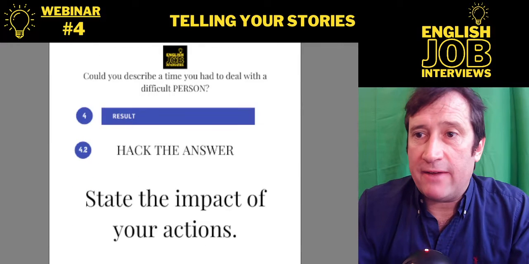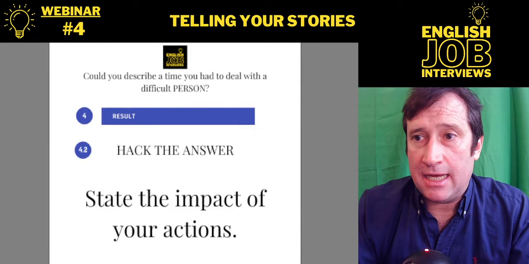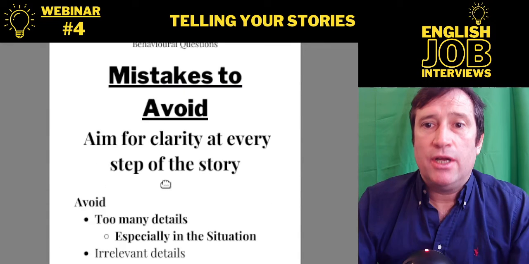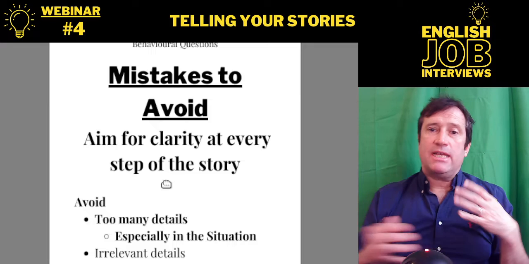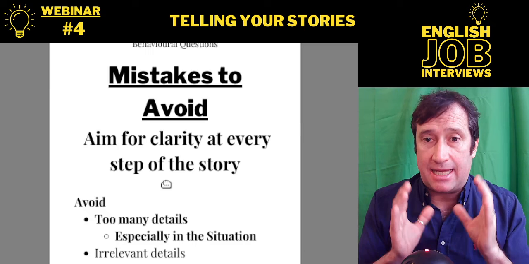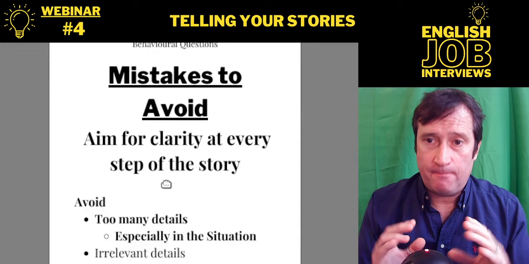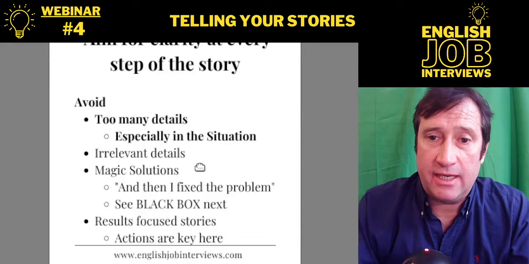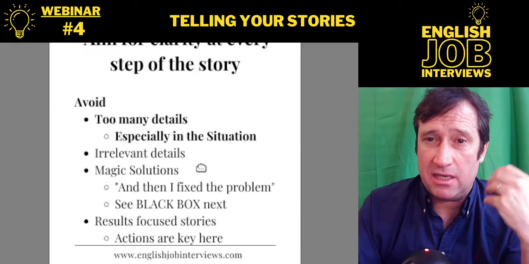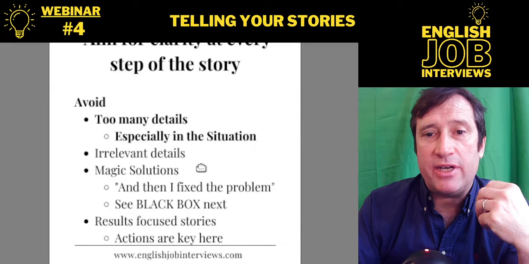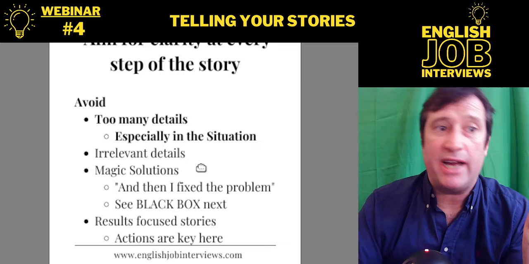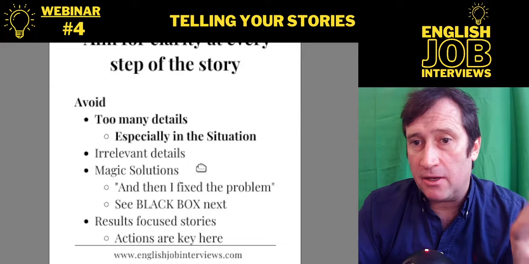Okay, so if we look again at the story, let's move on. Mistakes to avoid. So when you're telling your stories, what things should you not do? Basically the key is to aim for clarity at every step of the story. Avoid too many details, especially in the situation, especially at the beginning. Avoid irrelevant details as well. So don't give extra information that could be kind of interesting, maybe.